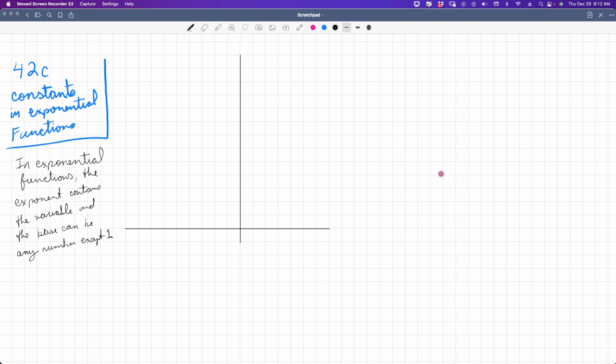Now, the one thing to note here is in exponential functions, the exponent contains the variable and the base can be any number except 1 because then it's a straight line, right? So let's look at example 42.3, and we will sketch the graph of this function. The function is y is equal to 3 to the negative x.